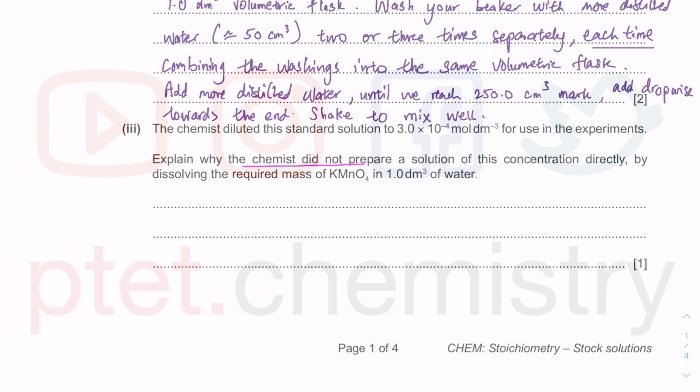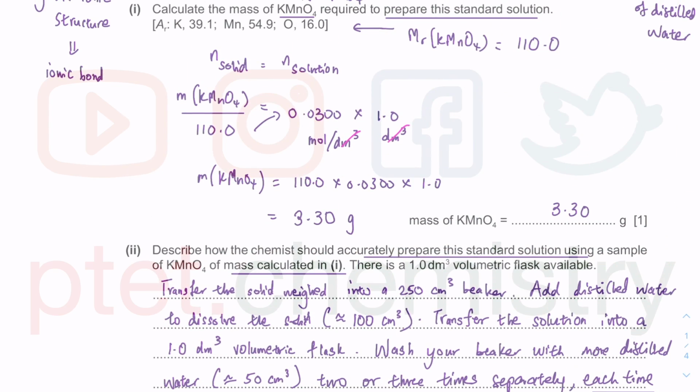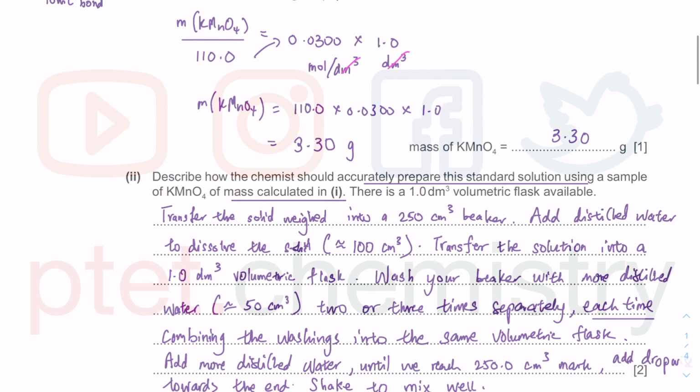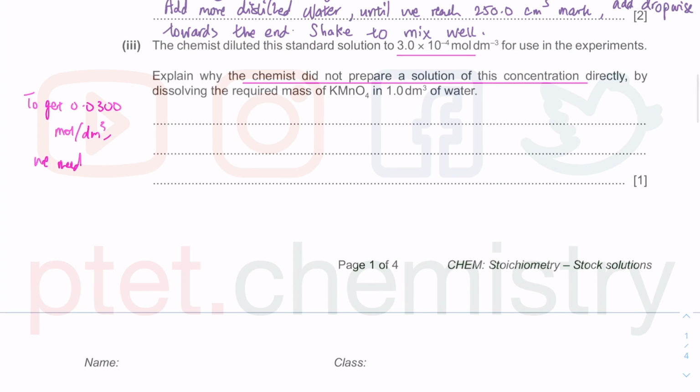Why in the world did you not prepare this concentration? So just now you were preparing up to 0.0300 mole per dm3. How much did we need just now? We need 3.30 gram of that KMnO4. Therefore, if you want to get an even smaller concentration, I'm just thinking about dilution because it's the same substance.